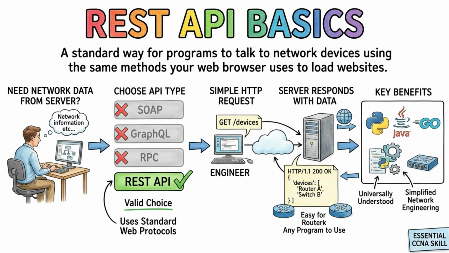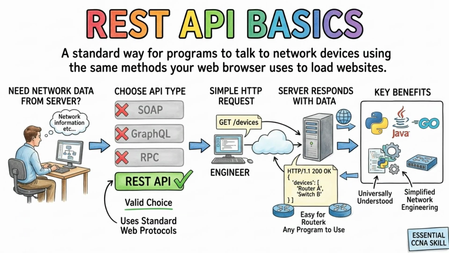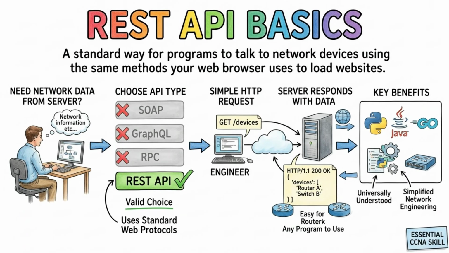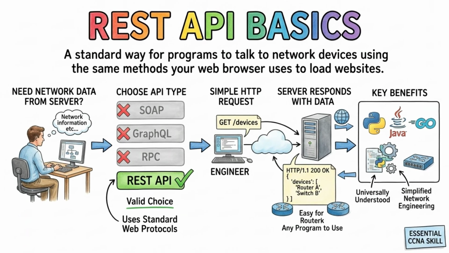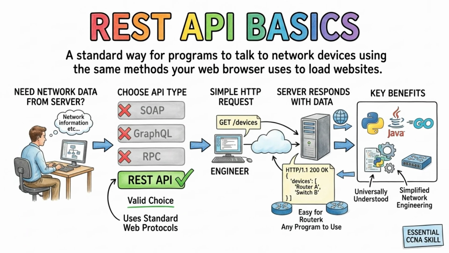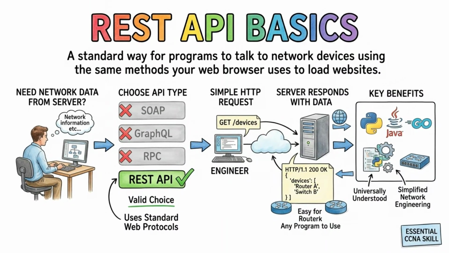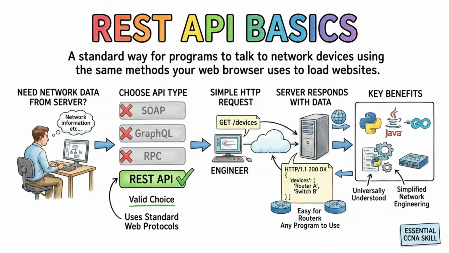The specific type of API that absolutely dominates the modern internet and the Cisco exam blueprint is called a REST API. REST APIs are incredibly popular because they simply use the exact same standard web protocols that your internet browser uses every single day to load regular web pages.